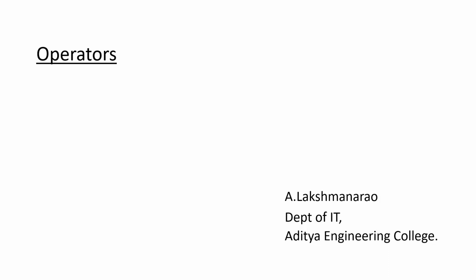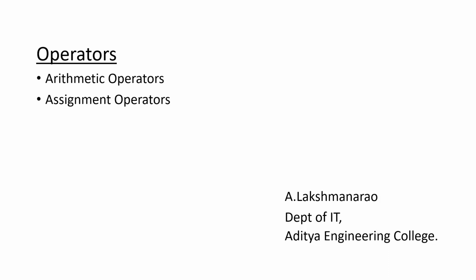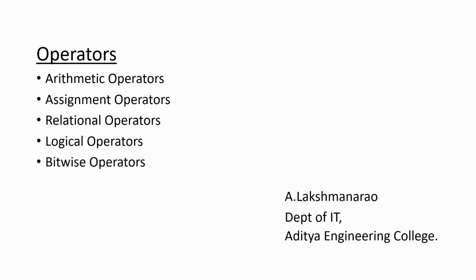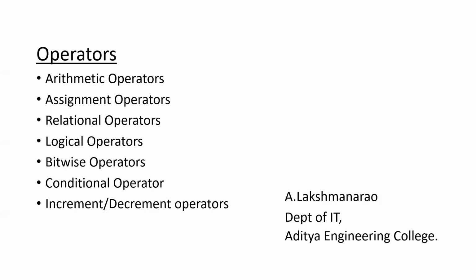There are different types of operators available in the C language: arithmetic operators, assignment operators, relational operators, logical operators, bitwise operators, conditional operator, increment and decrement operators, and special operators. So these are the different types of operators available in C. In this video, we will cover some operators.